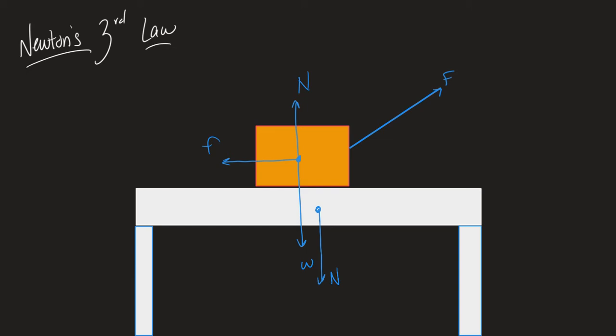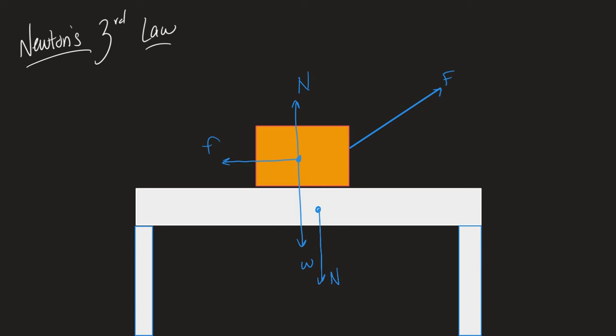The thing about the Newton's third law pair is they act on different objects, but they're equal and opposite. So the box presses down on the table with the same amount of force as the table presses up on the box. That's a Newton's third law pair. This normal force right here doesn't affect the box. It affects the table. That's important, I think.